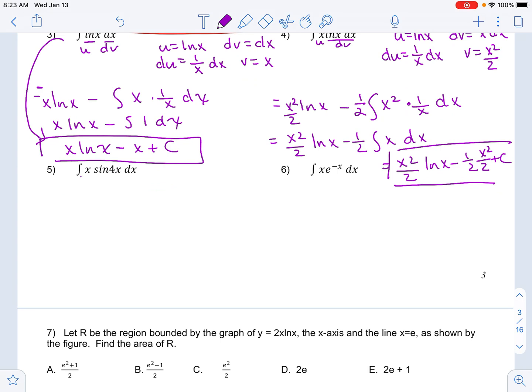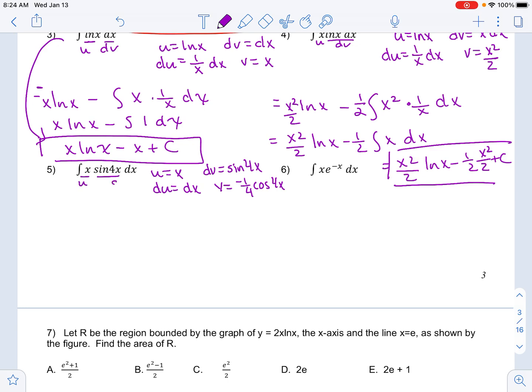Okay, let's try the next one. So your u here is going to be x, no logs, no inverses, but algebraic is the next piece. Your dv here will be sine of 4x. Your du is 1 dx. Antiderivative of sine of 4x is cosine, but you do have a u of 4x, so you need that reciprocal, and it's negative 1/4 cosine of 4x.